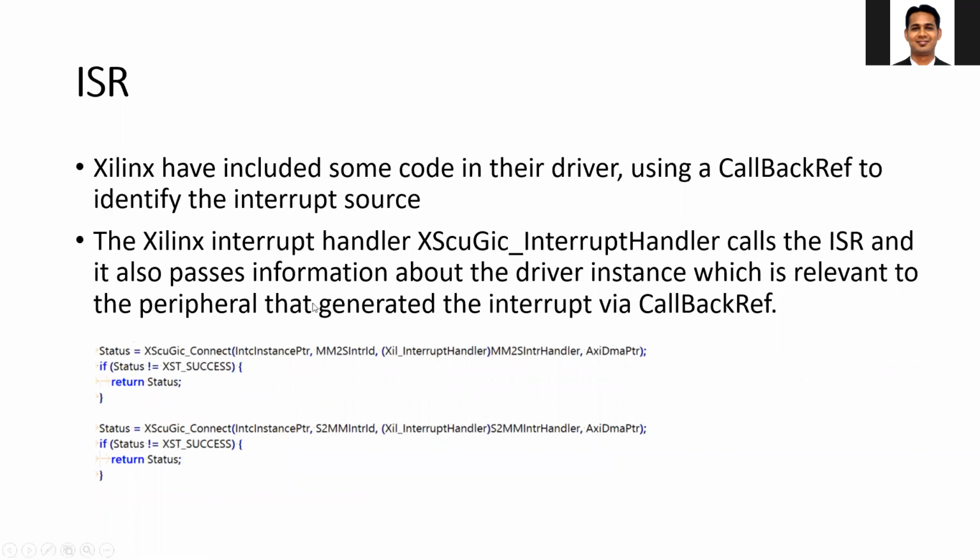And how this is done: in our SCU connect function, we tell the GIC that when this interrupt happens from this source, you should execute this function ISR, and to this ISR you should pass this information. This is the information about the source of the interrupt, and this is nothing but the structure which has all the information about the DMA. Like its base address and everything is given inside this structure.